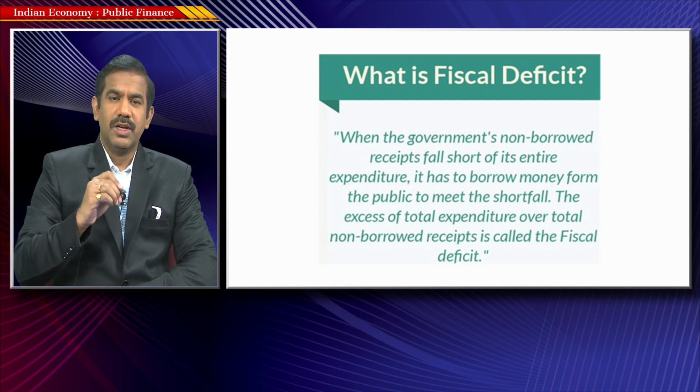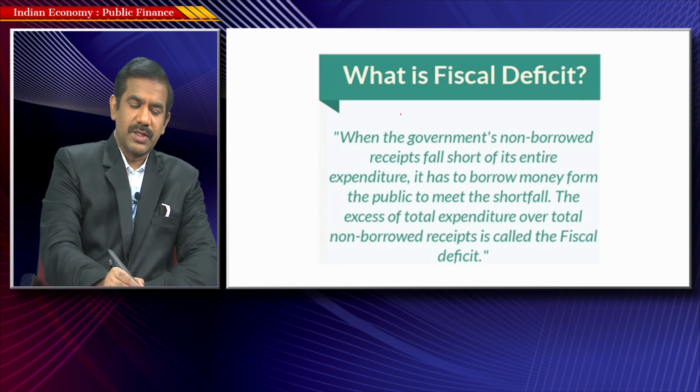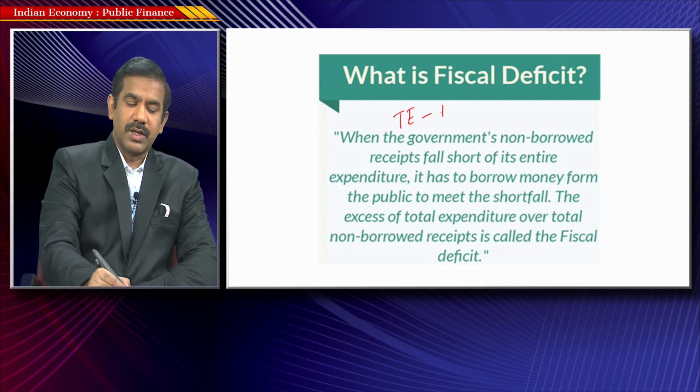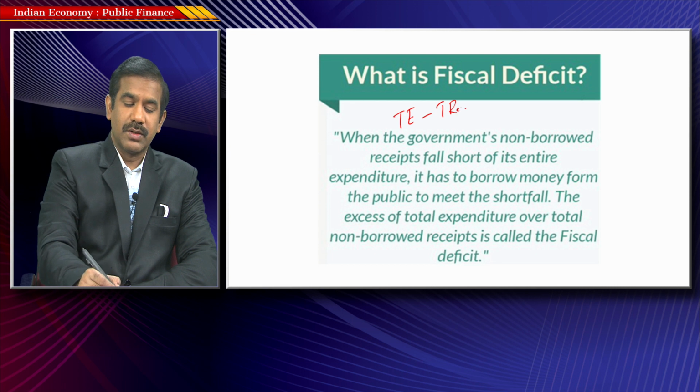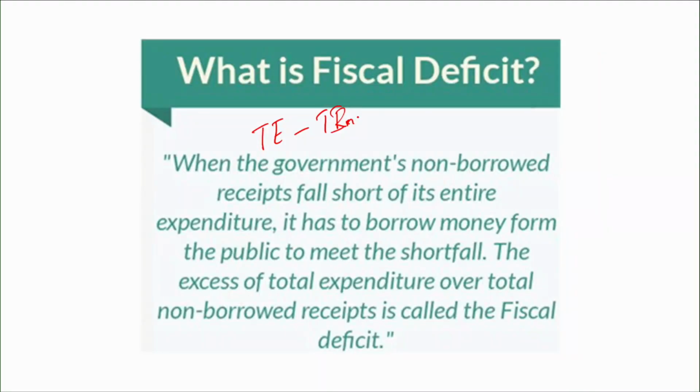And how would you measure the fiscal deficit? Fiscal deficit is simply the gap between total expenditure and total receipts. Total income, I'm really sorry. Total expenditure and total income. When I say total income, the same thing could also be written as total expenditure minus total non-debt creating receipts, I mean any receipt that doesn't create a liability.